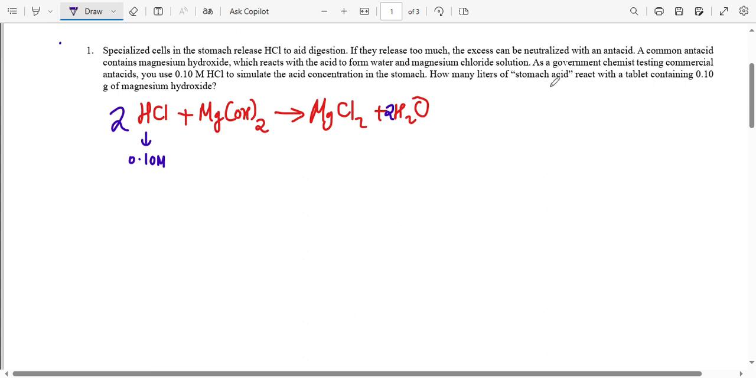How many liters of stomach acid? So we want the liters. What does that mean? We want the volume of the acid. And we've been told it's going to be able to react with, or neutralize, 0.1 grams of the magnesium hydroxide. So we basically compare the moles. Let's start with the number of moles of magnesium hydroxide.